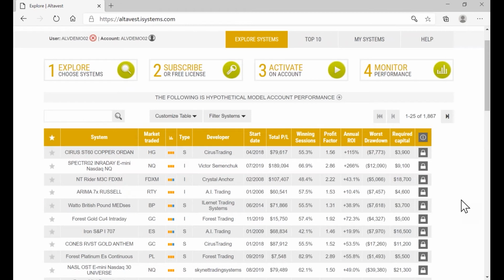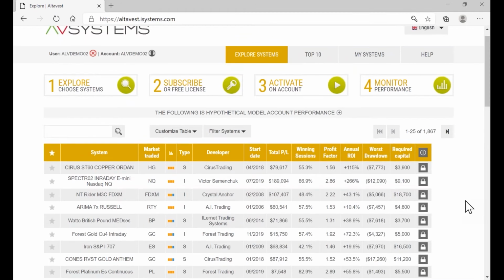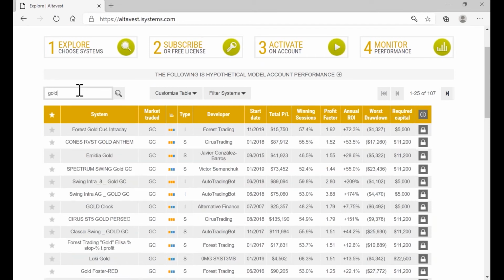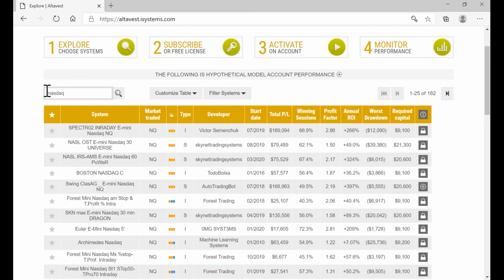Now the next step here is how do you really choose a system? Well, this is what you do. You use the filters, or you can, for example, use this field and type in gold if you want to look at gold systems, and you can see there's 107 here to choose from. Or maybe it's the NASDAQ. So you can see here's the NASDAQ, there's 162 to choose from, so on and so forth.